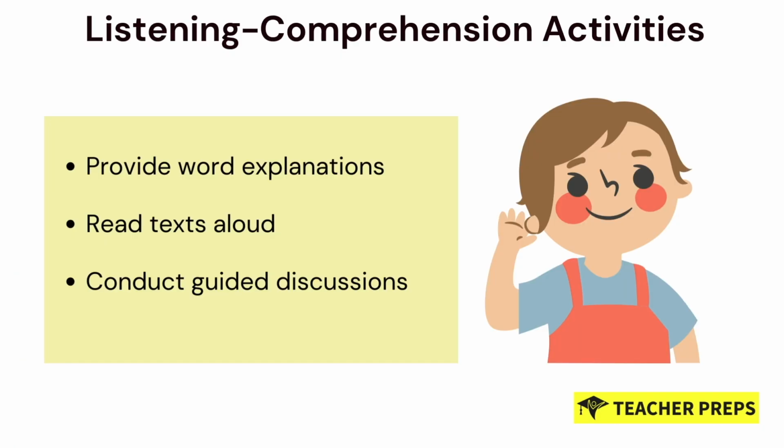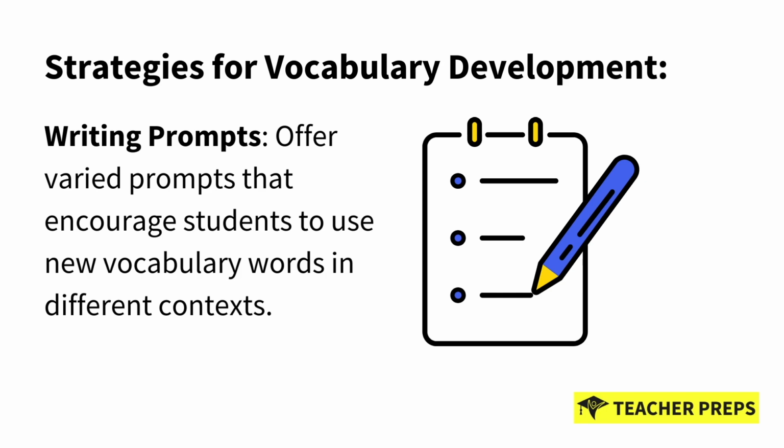To promote the development of vocabulary, academic language, and background knowledge, we can use explicit listening comprehension activities by providing word explanations, read both literary and informational texts aloud to students, and conduct guided discussions of text, content, and vocabulary. Here we have writing prompts. Make sure to offer your students varied prompts that engage students to use new vocabulary words in different contexts.